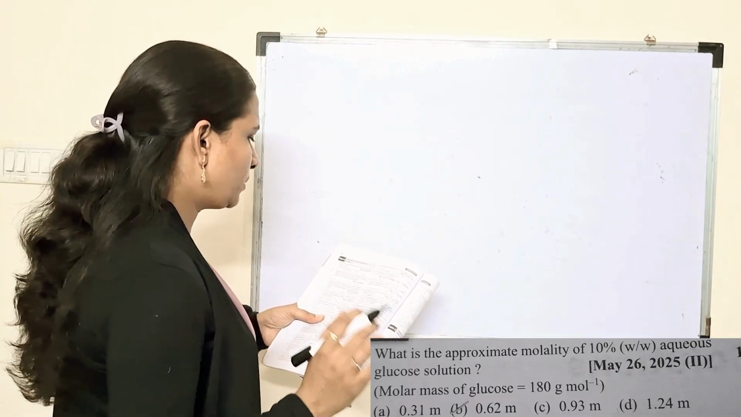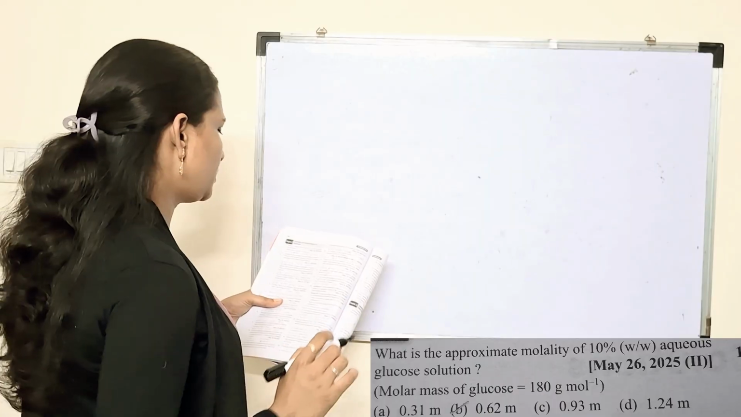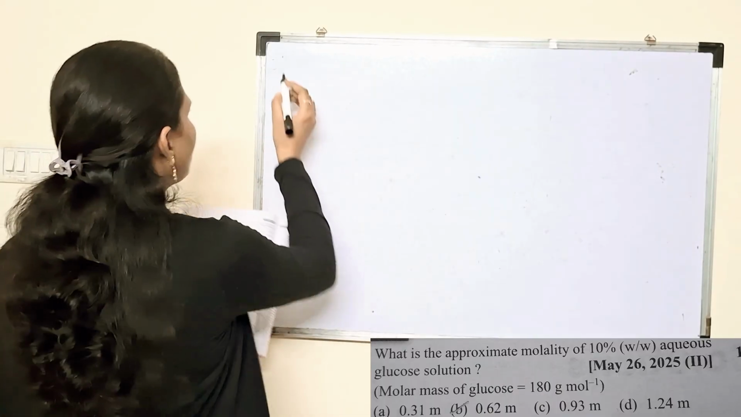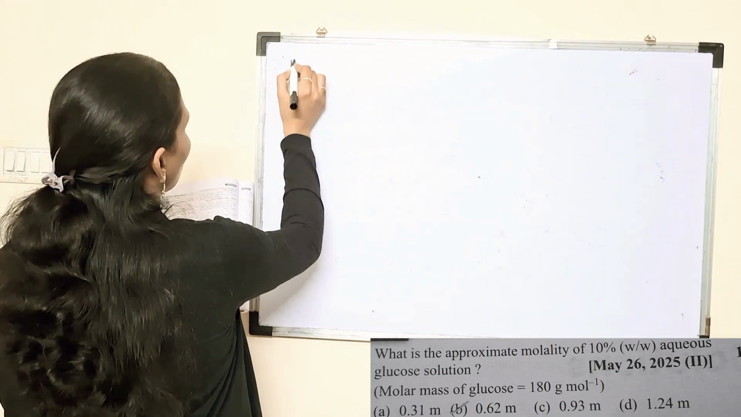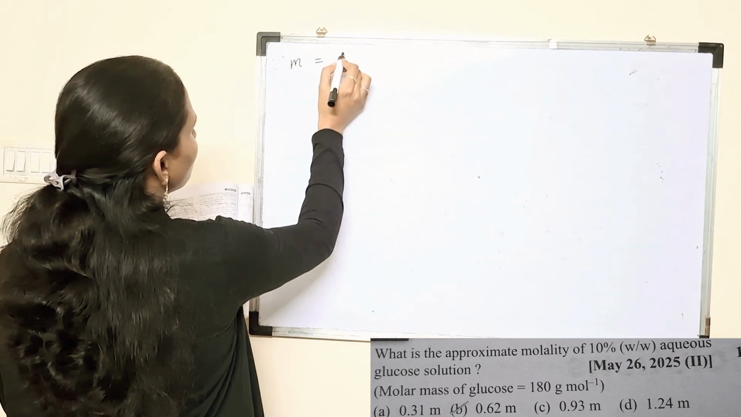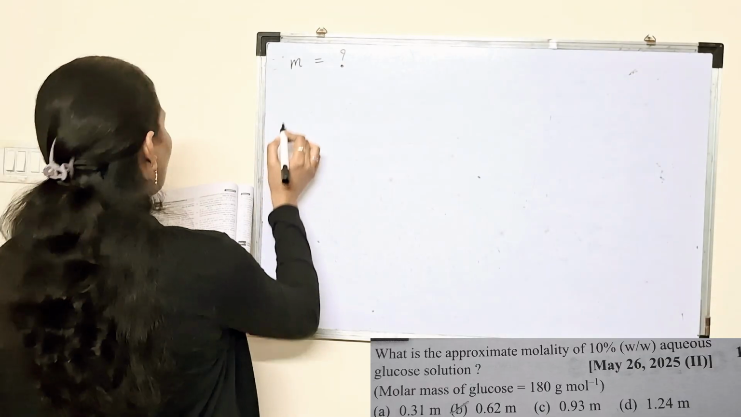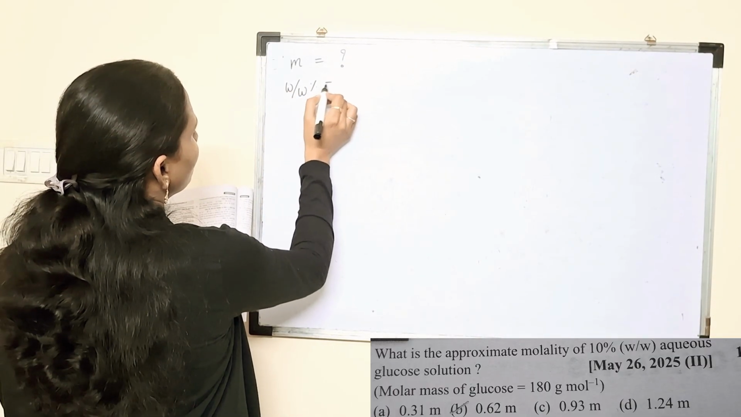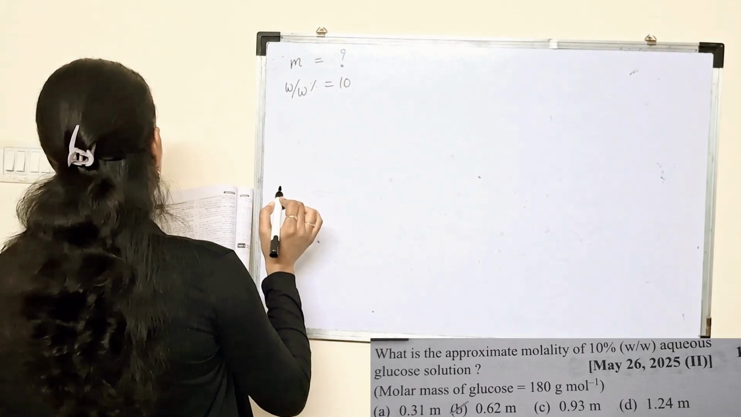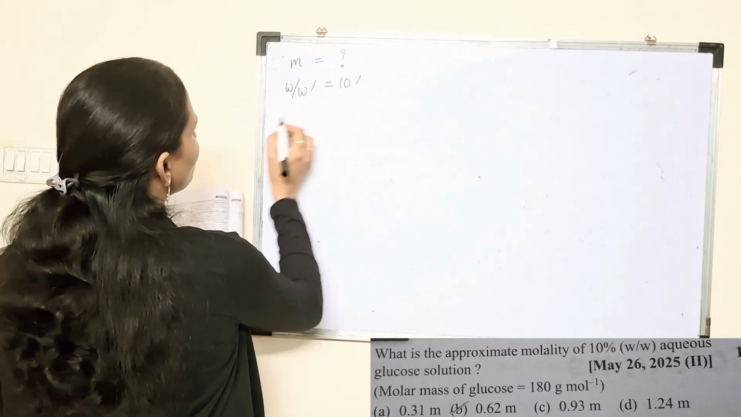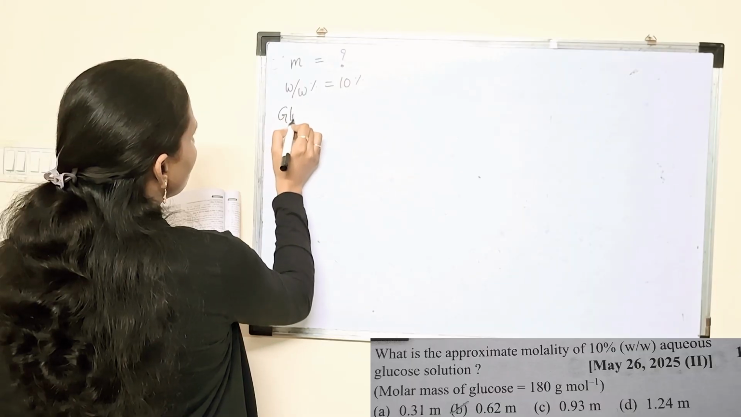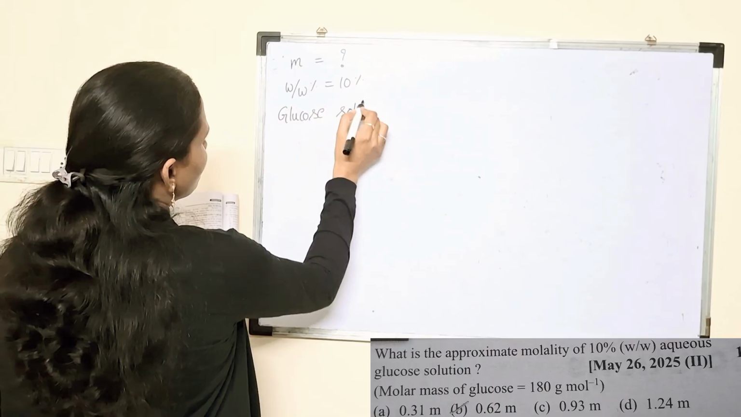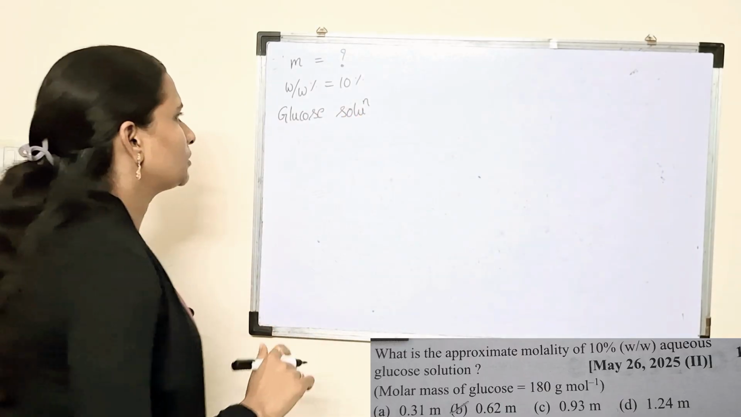What is the approximate molality of 10% weight by weight aqueous glucose solution? So they are asking molality. Molality is represented by small m. The weight by weight percentage given is 10%, and the solution is the glucose solution. So this is the question.